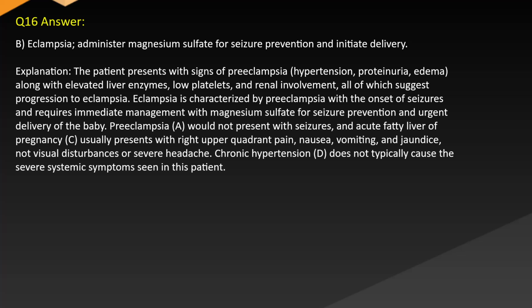Preeclampsia would not present with seizures, and acute fatty liver of pregnancy (C) usually presents with right upper quadrant pain, nausea, vomiting, and jaundice, not visual disturbances or severe headache. Chronic hypertension (D) does not typically cause the severe systemic symptoms seen in this patient.